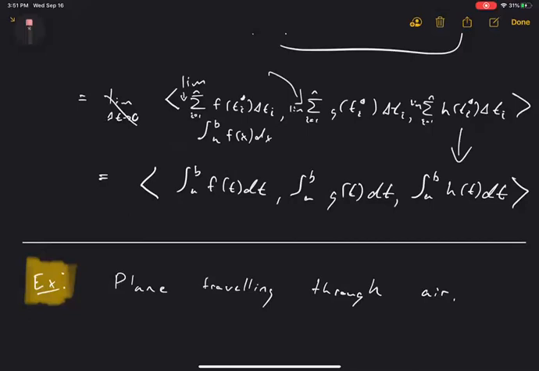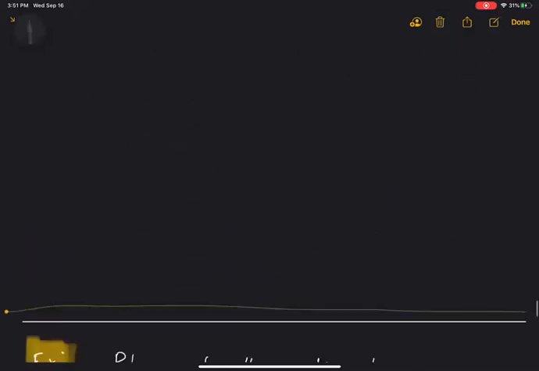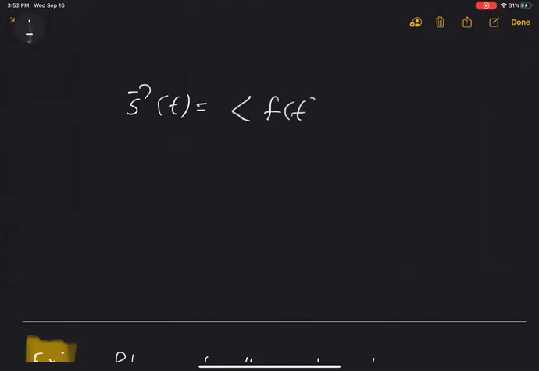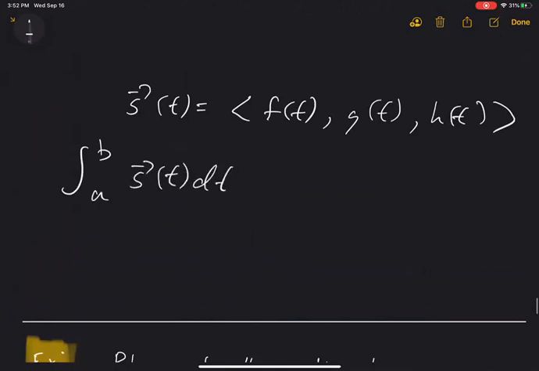So again, if that explanation doesn't do it for you, just know the idea that if I want to take the limit of a vector valued function, let's say s of t equals f of t, g of t, h of t, and I want to take the integral from a to b of s of t, well, I just take the integral inside the vector and take the integral of each component.